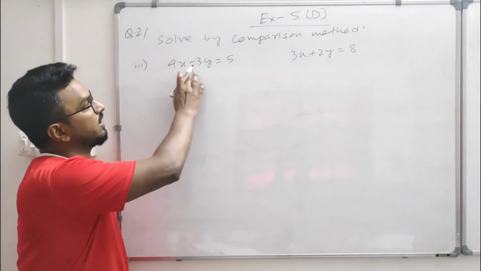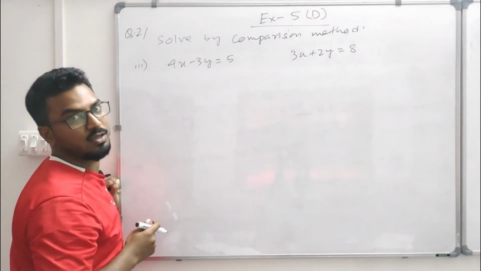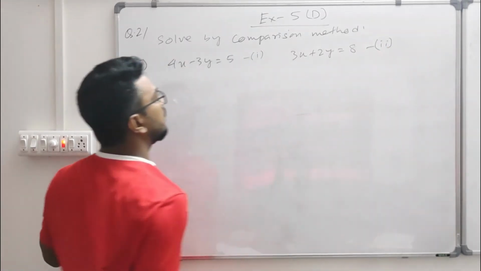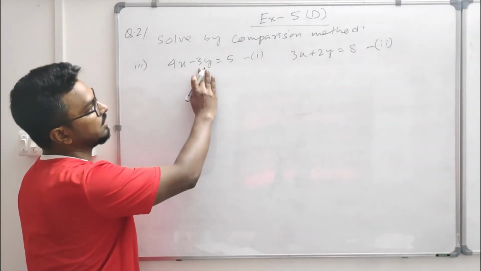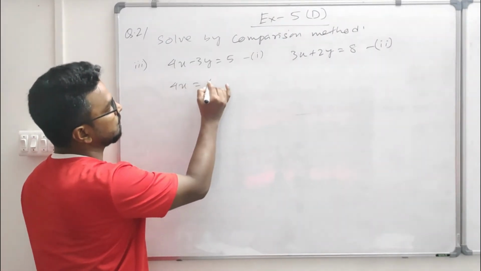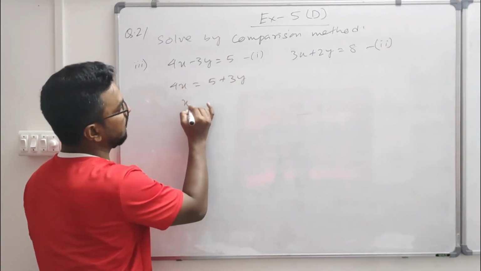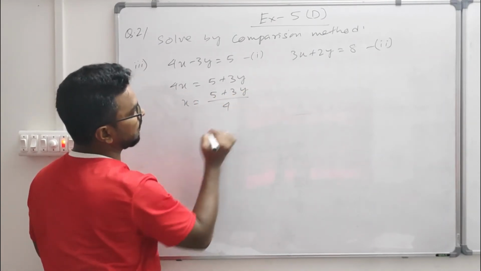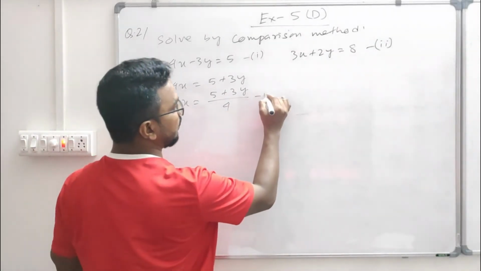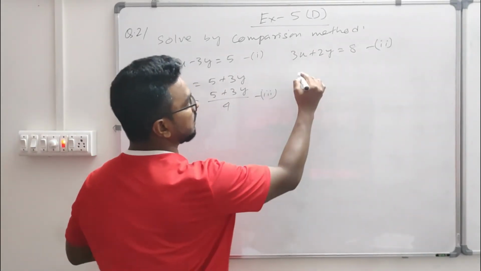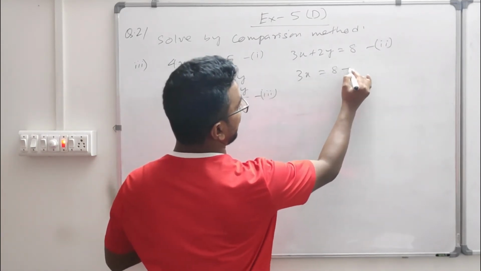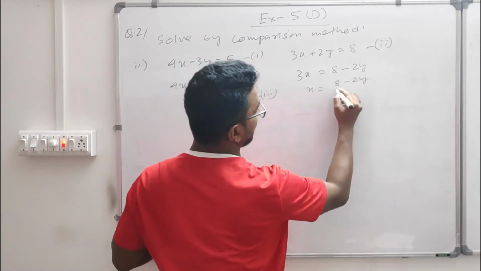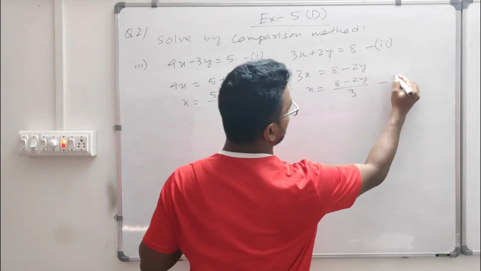Our next question is: given 4x minus 3y equals 5 and 3x plus 2y equals 8. Let's assume this one as equation 1 and this one as equation 2. From here, what can you write? You just take this to the other side. So 4x equals 5 plus 3y. So the value of x will become, take this 4 to the other side. Here it is multiplying, so if you take it to the other side, it will divide. This will become equation number 3. Similarly for this, 3x equals 8 minus 2y, and x equals (8 minus 2y) divided by 3. So this will become equation number 4.